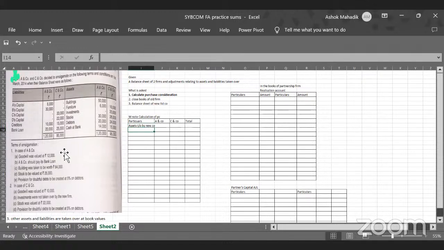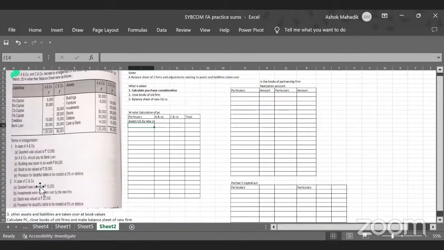Now let us read the adjustment. In terms of amalgamation, goodwill was valued at rupees 12,000. Now they have given two paragraphs. In the first they say the adjustments relate to A and company. So we'll use these values for A and company. Clear? So the first information is goodwill was valued at 12,000. So for A and company, the value of goodwill is 12,000.